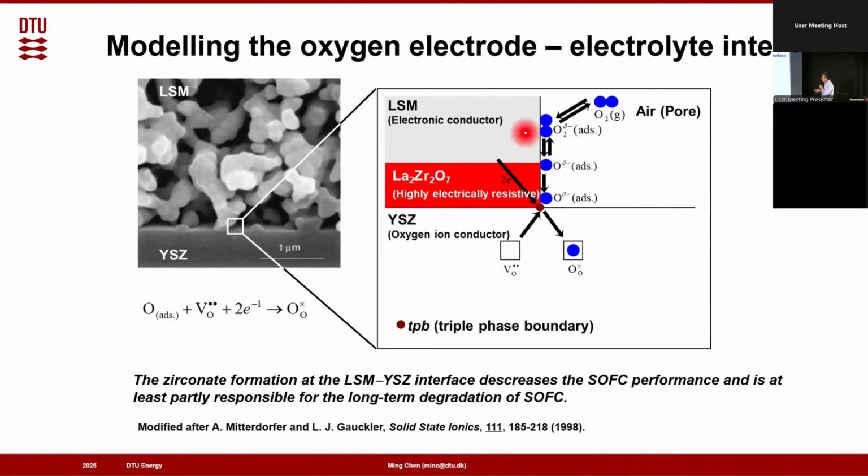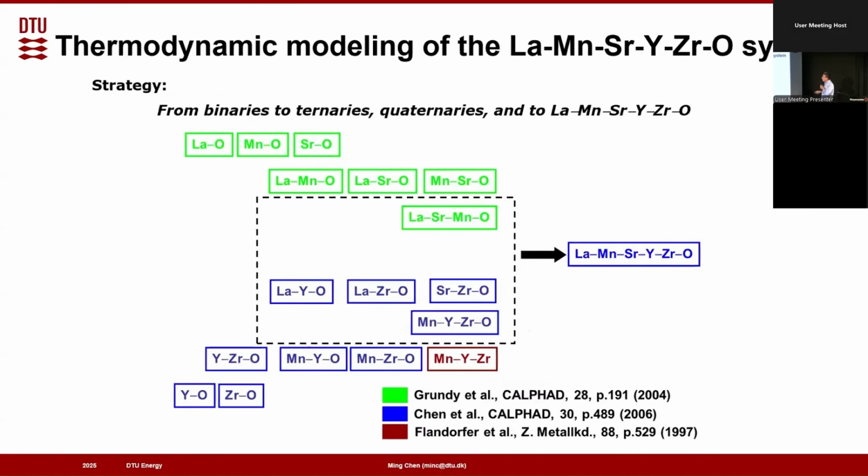So when we have the LSM in contact with the YSZ phase, they may react with each other, forming this lanthanum zirconate phase, and this is not conductive. So we want to find a window where we can avoid this. It can be either adjusting the composition or adjusting the operating conditions, like temperature, oxygen partial pressure, or current. And we tried to do this, and it's actually two PhD student theses, by me and my colleague Nicholas Grundy.